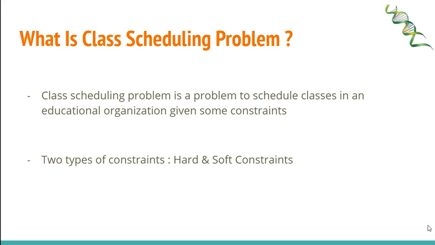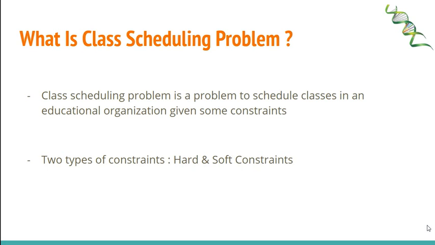What is the class scheduling problem? As the name suggests, the class scheduling problem is a problem to schedule classes in an educational organization given some constraints like classroom capacity or available professors. The problem tries to distribute the classes optimally given the set of classrooms, number of students, classroom equipment, professors, etc.